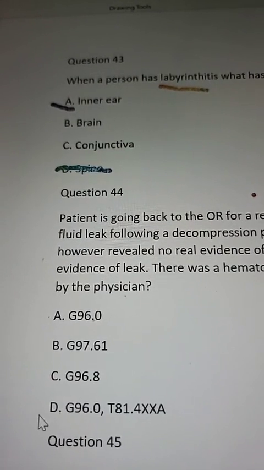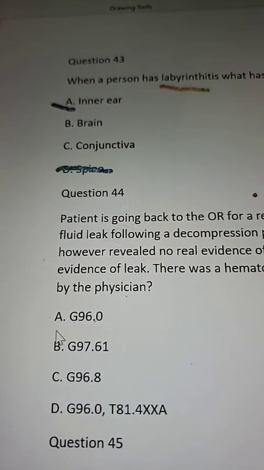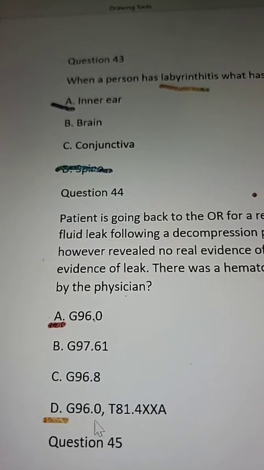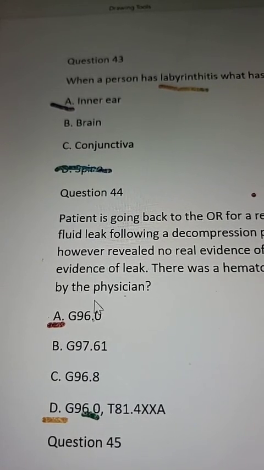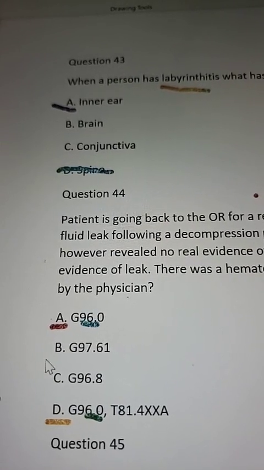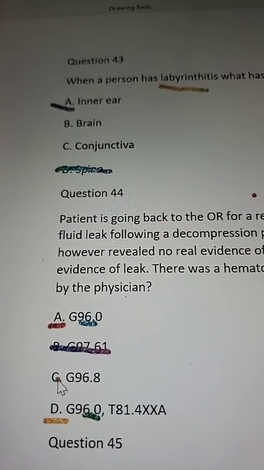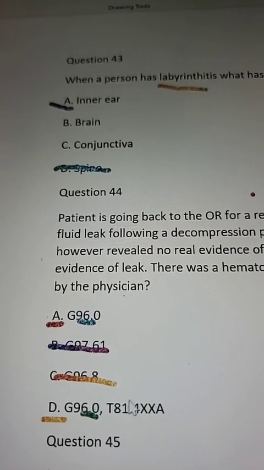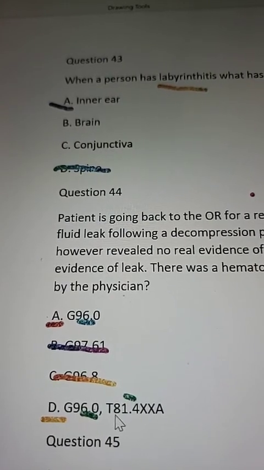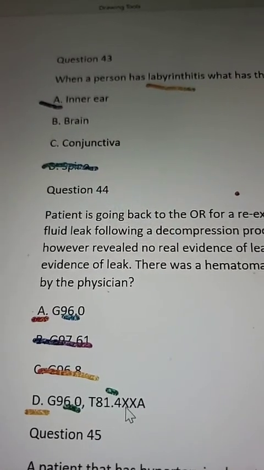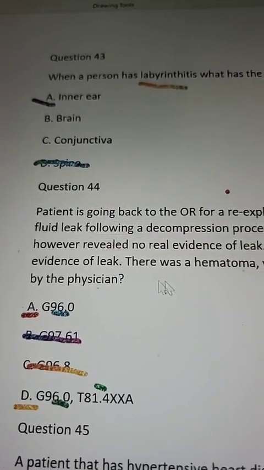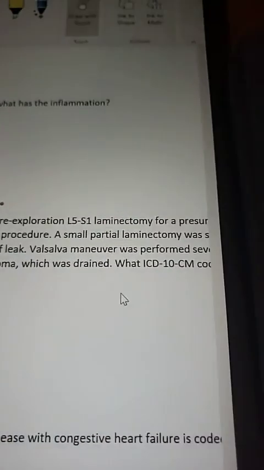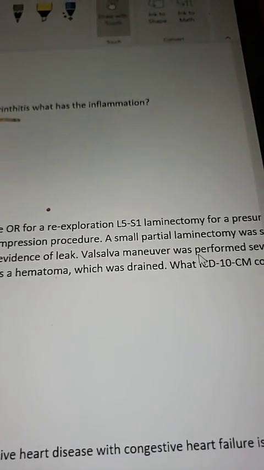Now, if I was looking at this one, this 44, I really like A and D because they start out with the same answer, right? So I would get rid of B and C. This also has an external cause code in it, the T. You know right away there's an external cause. So let's look backwards in the question to see if we have a reason to give this person an external cause.